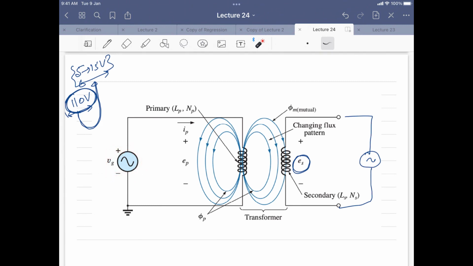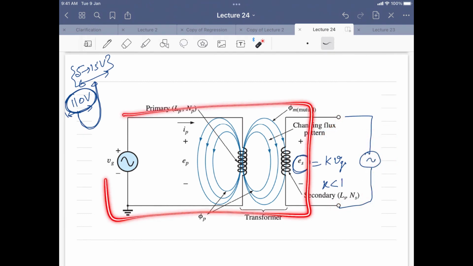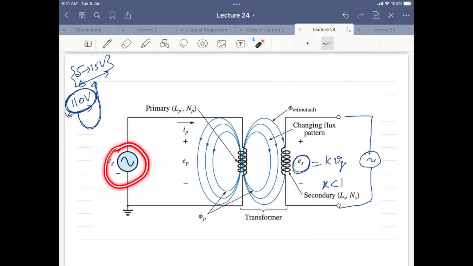So k is less than 1 normally. If k is less than 1, you can see that the generated voltage at the secondary side will be smaller than the voltage over here. And once you get this ES, you can use it to charge your mobile devices. Whenever you connect your charger to the mobile device, you are actually connecting a small transformer which takes input as 110 volts at your home supply, and it will downscale it to a smaller voltage of 5 volts.